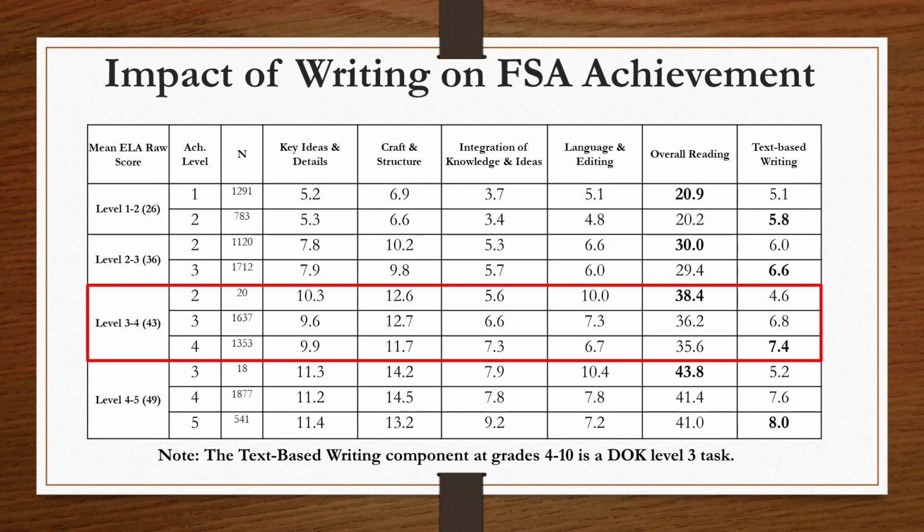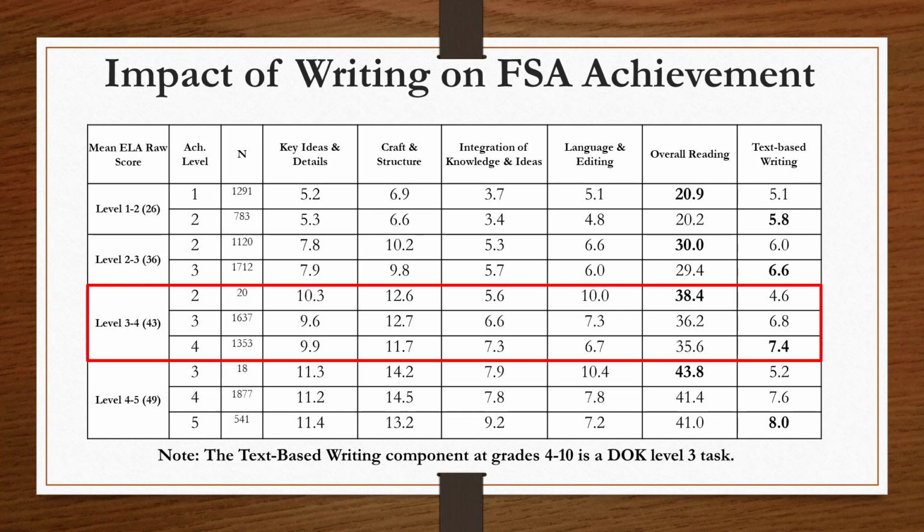Looking at the table, you can see how students having the same mean ELA raw score can have different achievement levels. As noted in the example, which shows the mean ELA raw score was the same, students with a higher text-based writing score ultimately achieved a higher reading achievement level. For example, the scores outlined in red show that the student who scored a level 2 had a higher reading score than the student who achieved level 3 or 4.